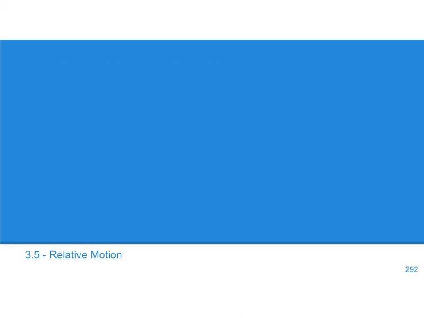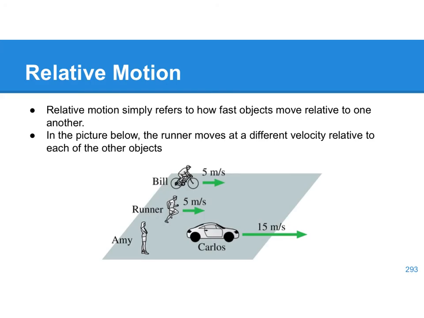All right, the other side that we have to talk about today is relative motion. And this is just kind of like a frame of reference concept. So we're going to jump right in with a picture. Here I have four things. I have Bill on his bike, the runner at 5 meters per second. Amy looks like she is upset at Carlos, like Carlos just kicked her out of the car and is driving away. But relative motion just refers to how fast an object moves relative to another object.